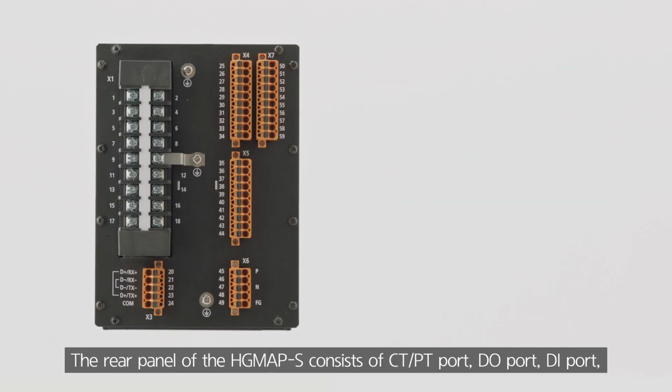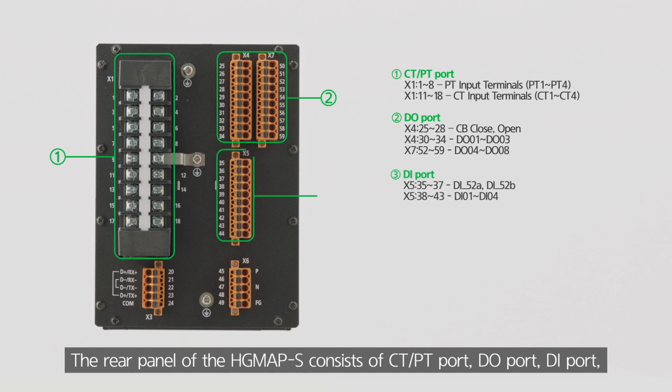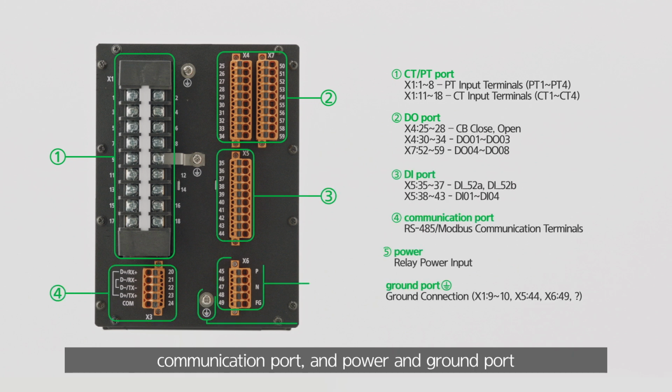The rear panel of the HGMAP-S consists of CT-PT port, DO port, DI port, communication port, and power and ground port.